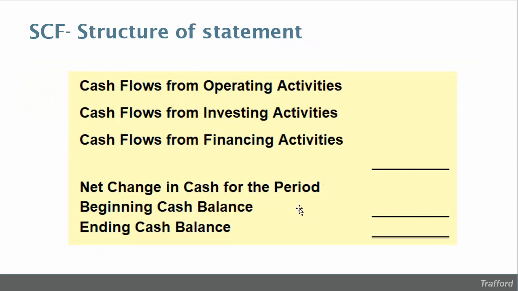So let's go back and look at the structure of the statement again. Let's say that a company's change in cash for a given year was an increase in cash of $100,000. This section of the statement of cash flows would show inflows and outflows from operating activities, inflows and outflows from investing activities, and inflows and outflows from financing activities. The net of each of those things would be reported here, and when you add them all up, they would have to add up to a positive $100,000 change in cash for the period.